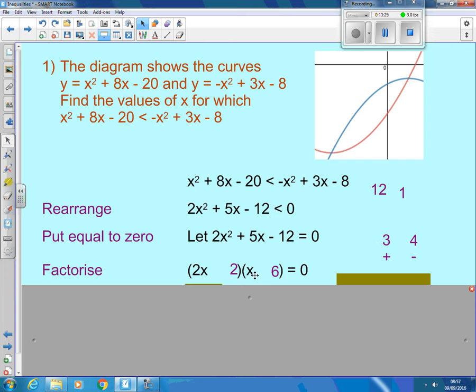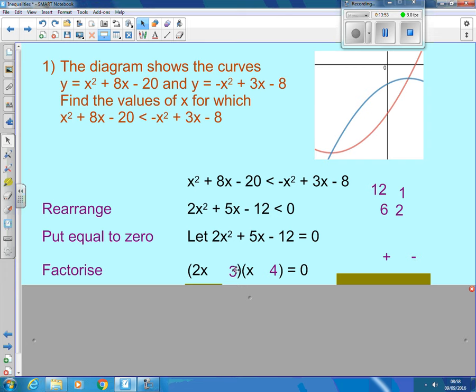12x and 2x can't work, can't come to 5. And there, 4x, 6x also can't come to 5. So let's hope that the last one works, otherwise we're not going to be able to factorize it. We'll have to use completing the square or the formula. Let's try it this way. 8x, 3x, that can come to 5. So that's going to work.